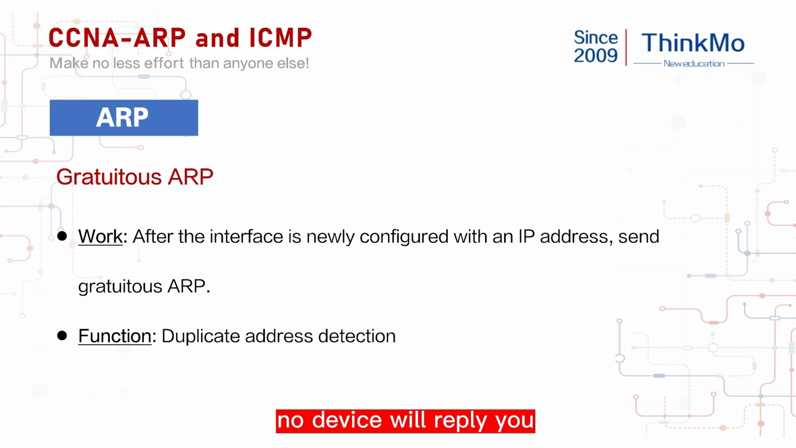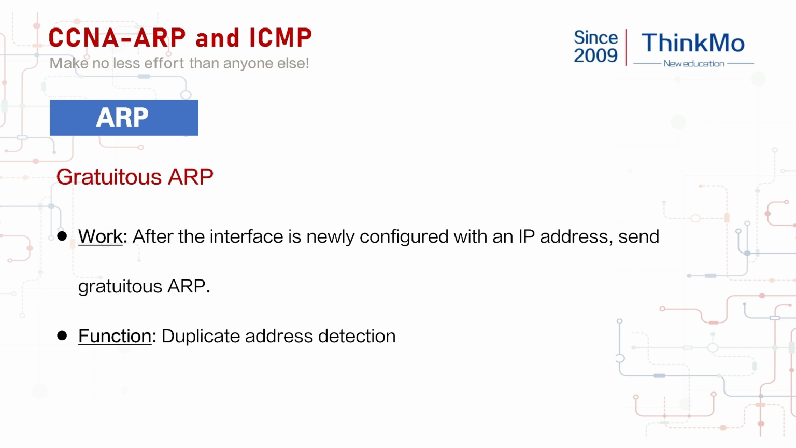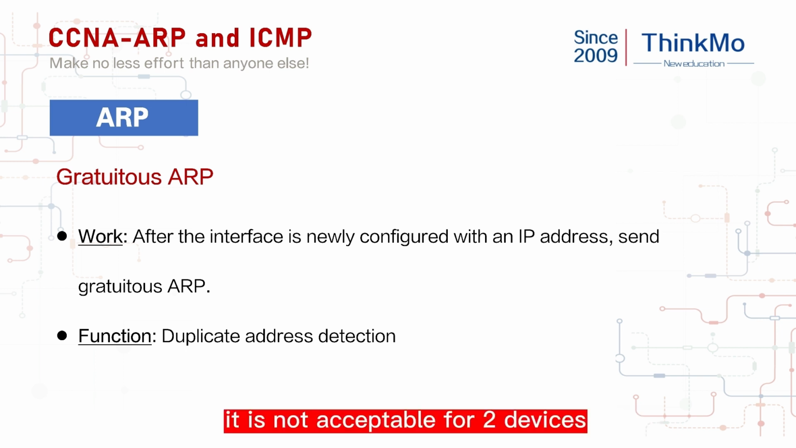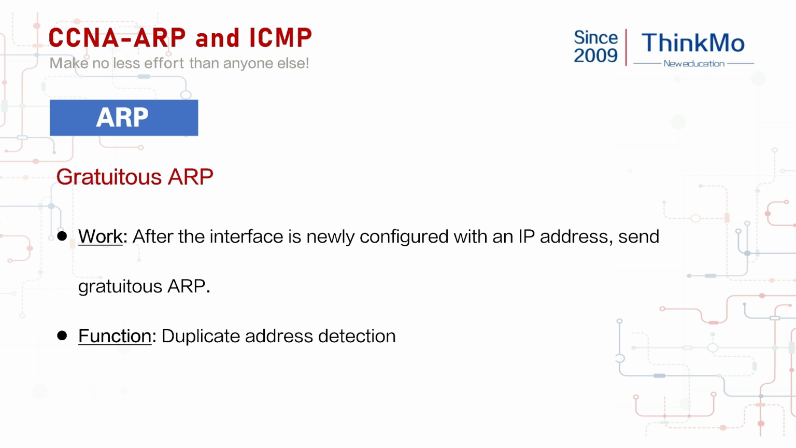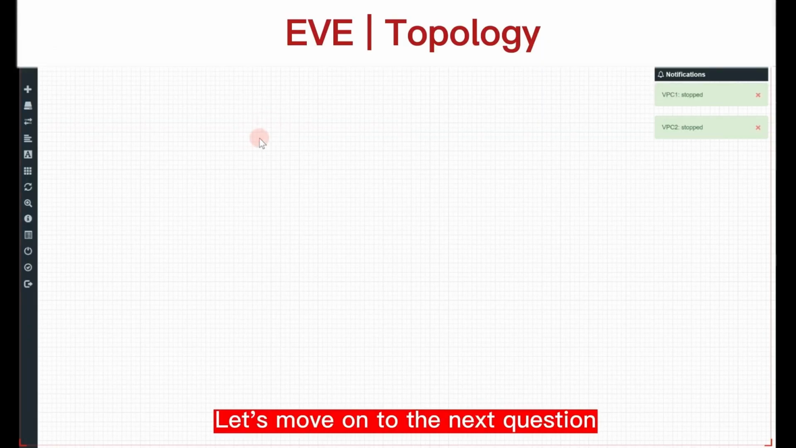no device will reply to you. If a device does reply, it proves it has the same name as you, and you need to change your name. When data forwarding is performed as a whole, it is not acceptable for two devices to have the same name. Let's move on to the next question.